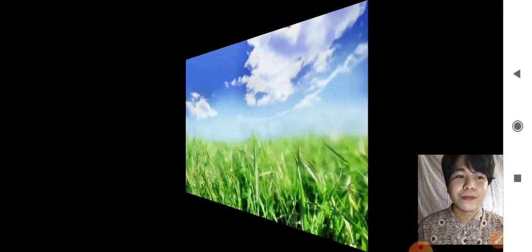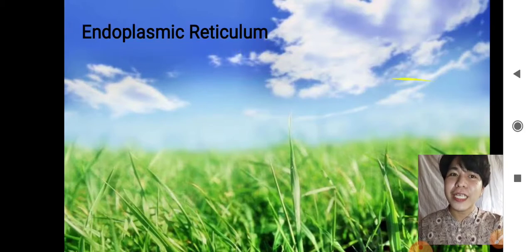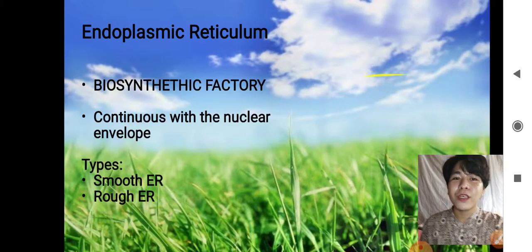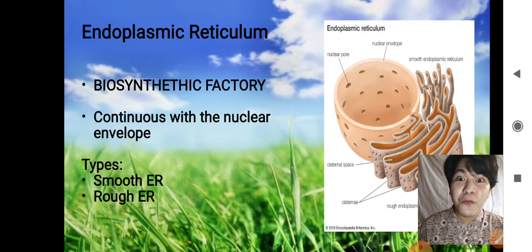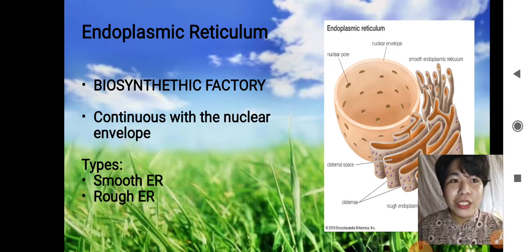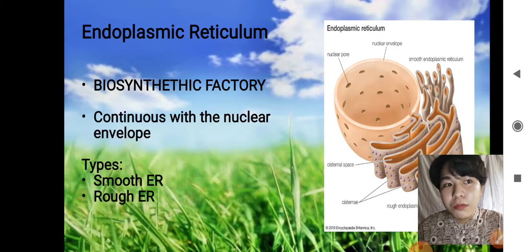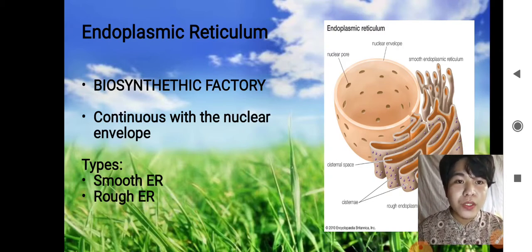Next. And we have the endoplasmic reticulum. In general, the endoplasmic reticulum is the biosynthetic factory. Why? Because as you could see, the endoplasmic reticulum looks like a winding tube. Actually, it is continuous with the nuclear envelope. So, it serves as what? It is like a highway.